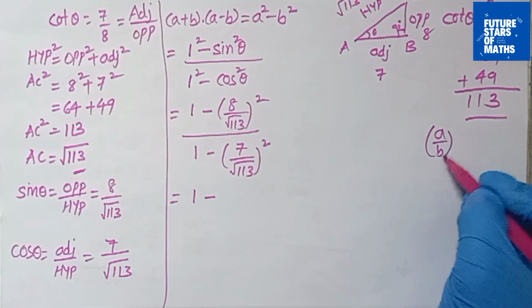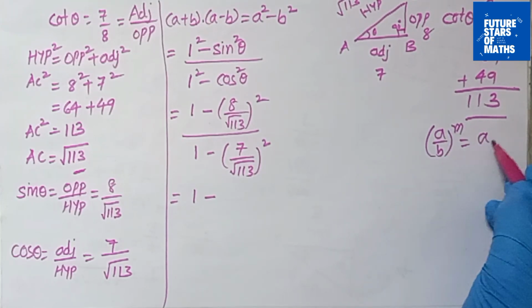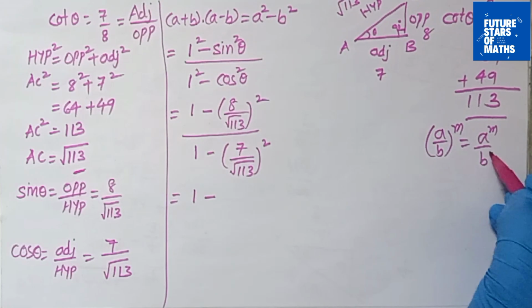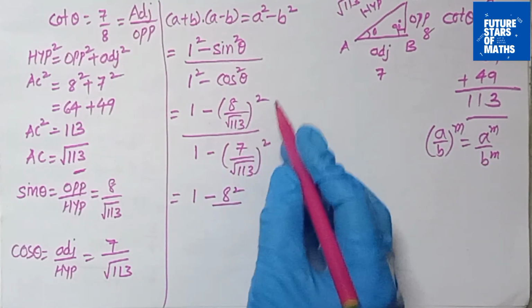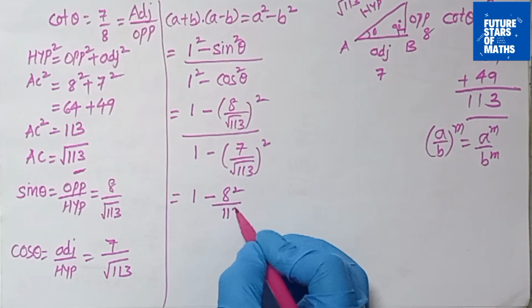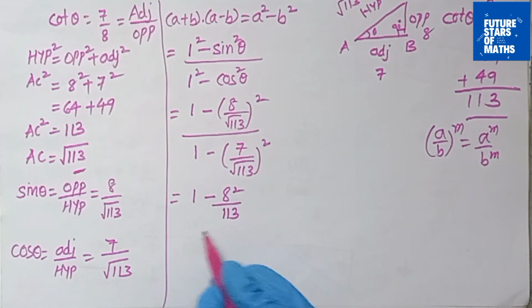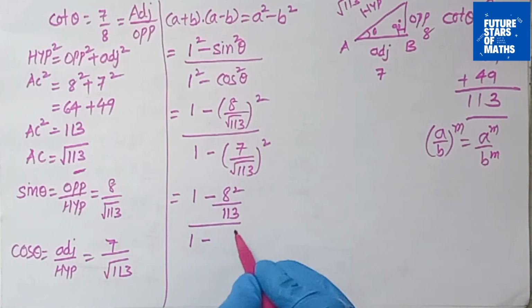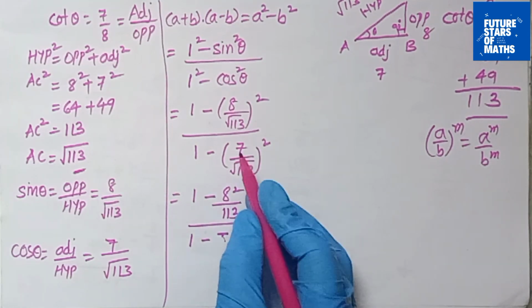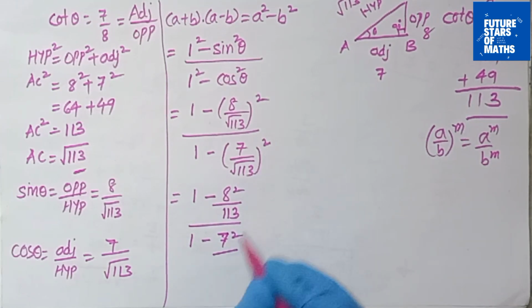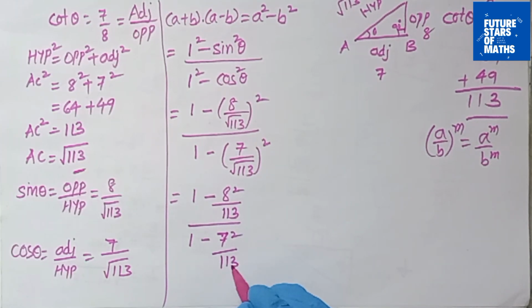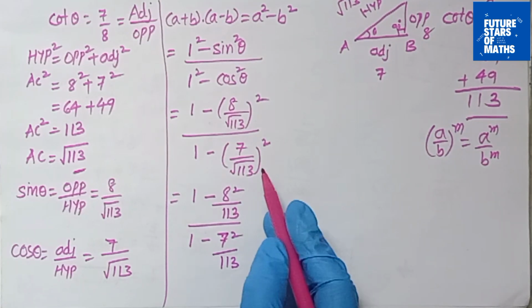(A/B)^m is equal to A^m / B^m. So the 8 square and the square root get cancelled, and it will become only 113. Similarly, in the denominator also the square gets inside the bracket, and it becomes 7 square by root 113 square, which means 113. The root and square get cancelled here.